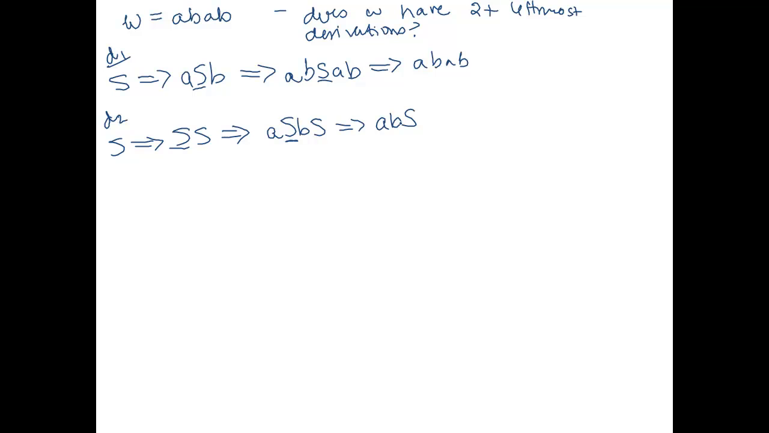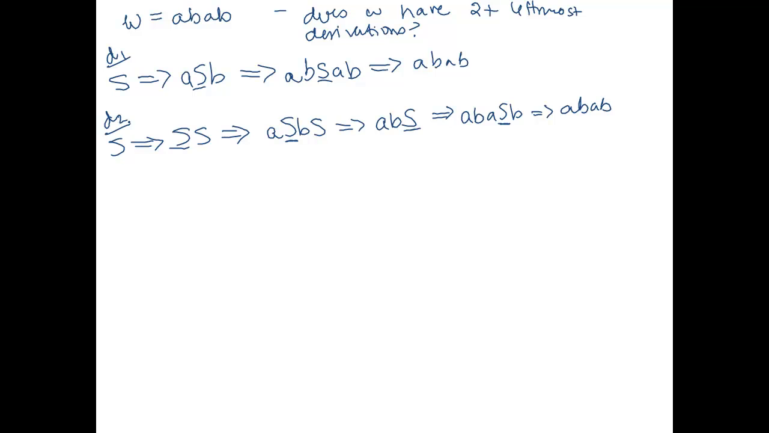Okay, now this is the leftmost variable, so I need to replace that one. And again, we're going to use the ASB rule, so we have AB, ASB. Now this is my leftmost variable, and then AB, AB. Okay, so we have two different derivations for the same string. And these correspond to two different parse trees.